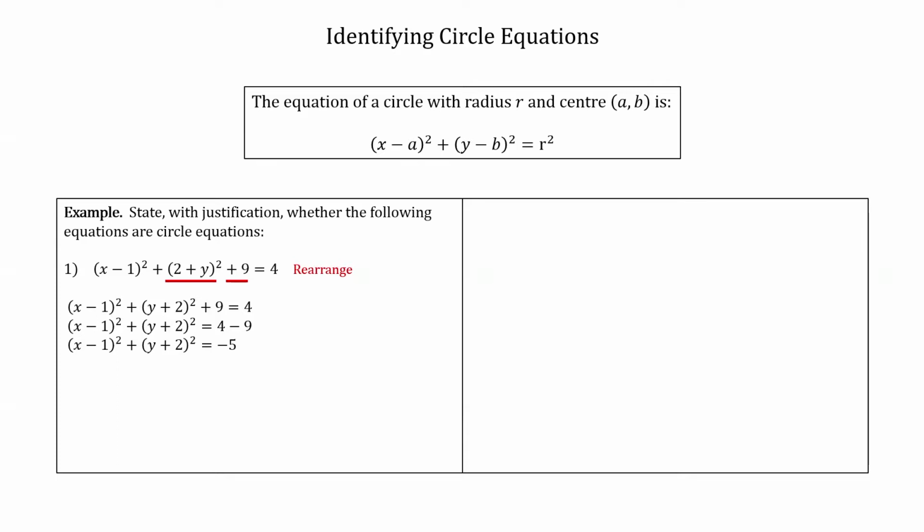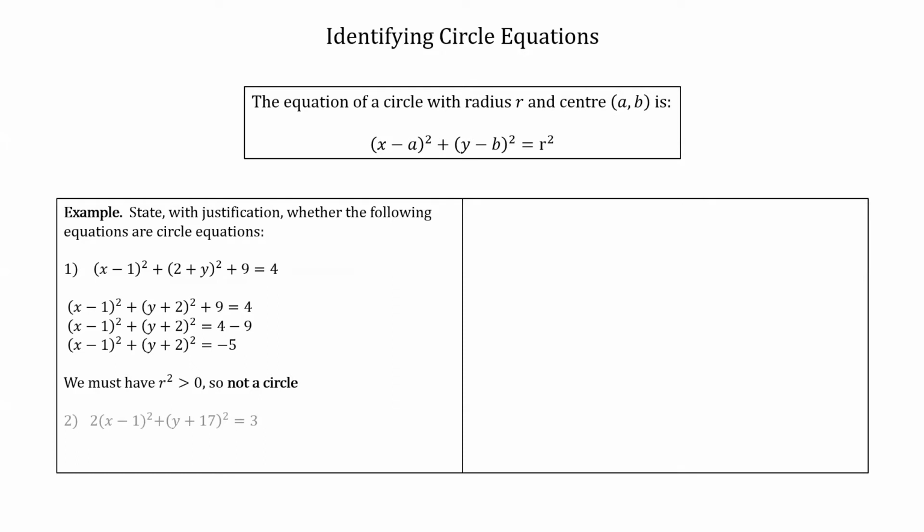Well, this is no good, because on the right hand side we're supposed to have r squared, the radius squared. If you square a number, you get a positive number, so we can't get a negative number. There's no way of making this a positive number. So we must have r squared greater than 0, so this is not a circle. This would be suggesting that r squared was minus 5, which doesn't make sense.